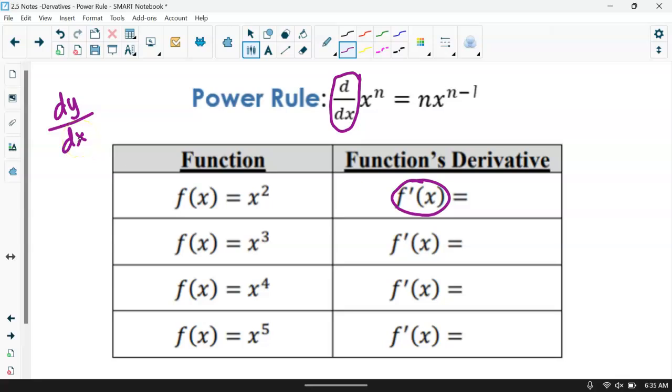So here's the power rule. The power rule states that when you have a base being raised to an exponent, let's say our exponent is n, that n becomes the coefficient, and then you subtract 1 from the original exponent. Just to fill in this table, here's what this means.